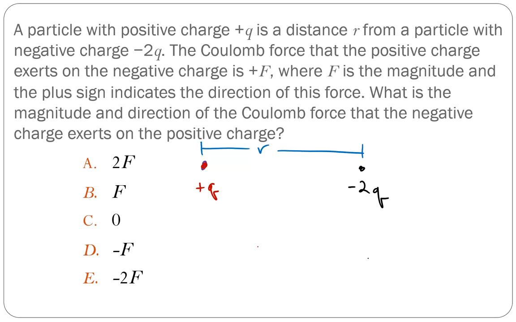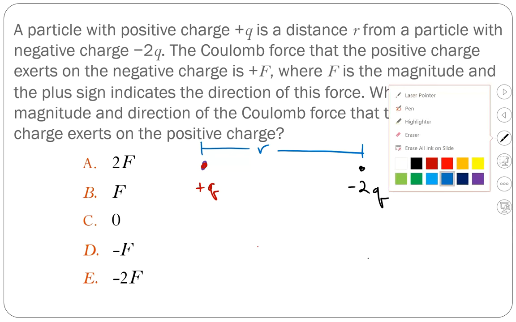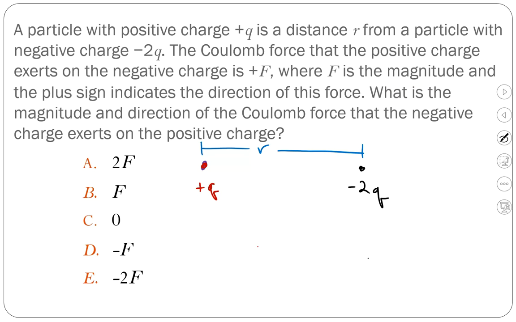The Coulomb force between them is plus F, where F is the magnitude and the plus sign indicates the direction of this force. What direction will the force be on the positive charge? Will it be to the left or to the right? To the right is Mr. Chapman's answer. Is that correct? Anyone else? Well, they're opposites, so they attract, which means David was right.